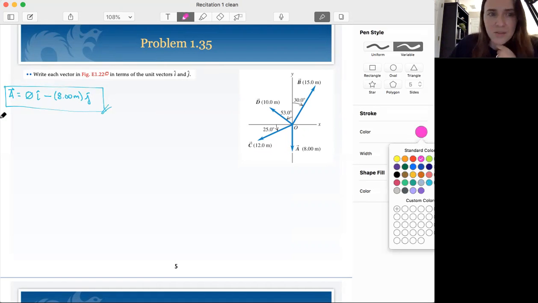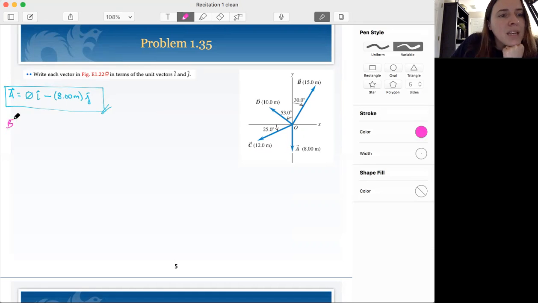Okay, let's go pink for B. B is our nice 15 meters long here with an angle of 30 degrees here. So we have a hypotenuse of 15 meters, and we want to figure out the length of our legs if this is 30.